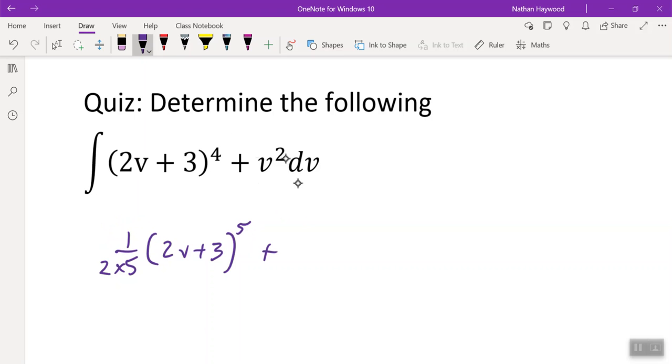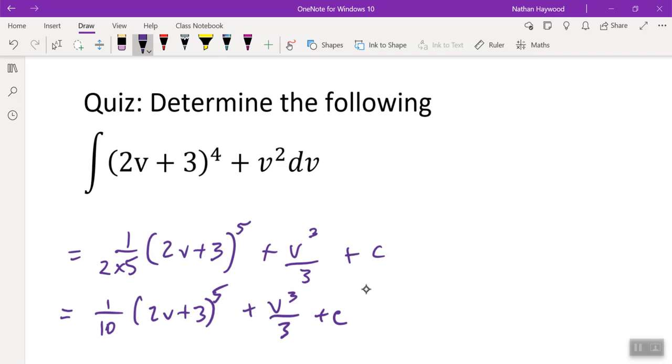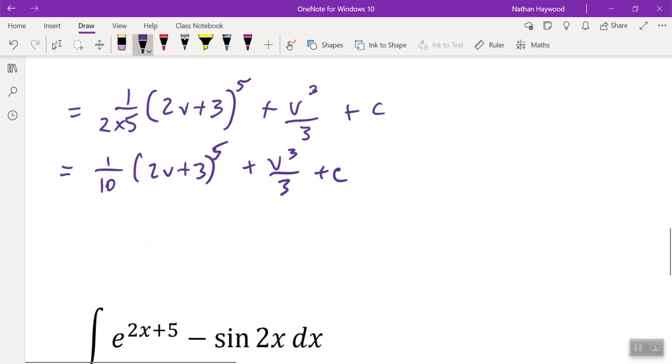We're just doing what to the power? Adding 1 and dividing by the new power. Okay, so that's when there's a plus in between two functions. You do the functions separately. Don't forget the plus c. Okay, have a go at the next question.